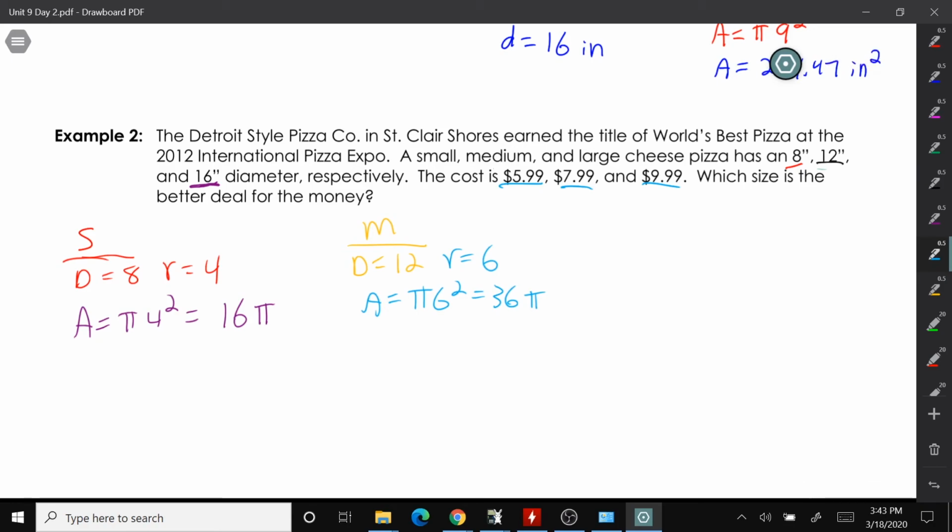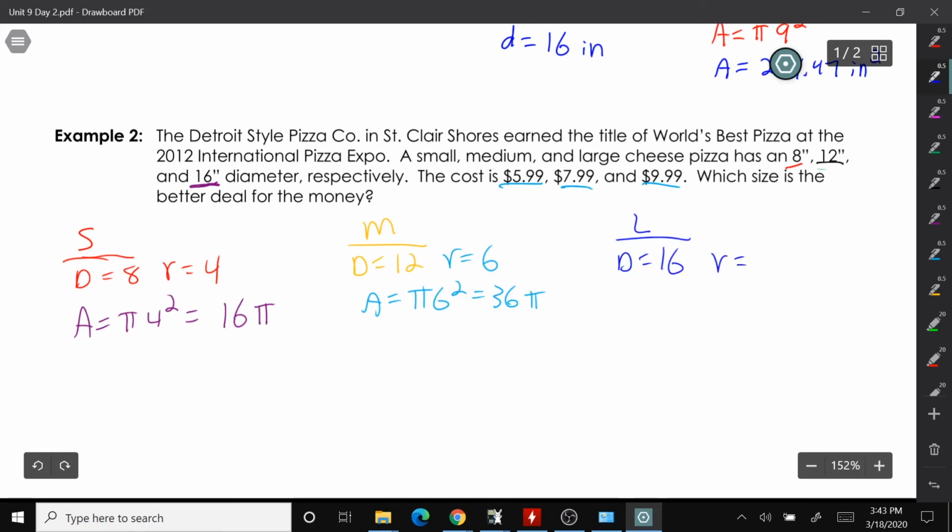And then we have the 16-inch pizza. So the large one, the diameter is 16, which means the radius is 8. That means the area is pi times 8 squared.